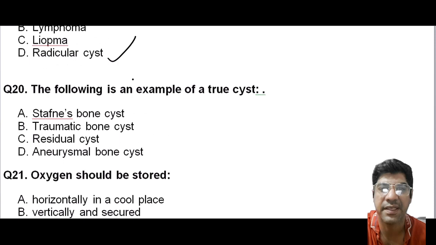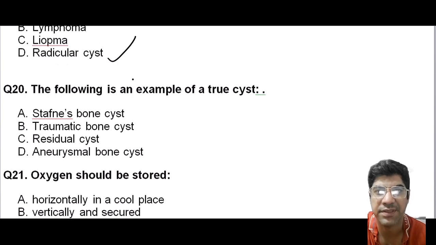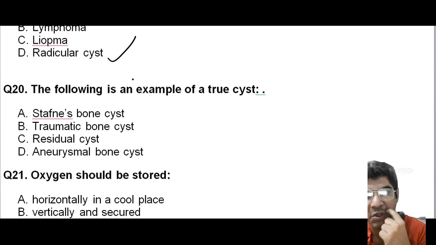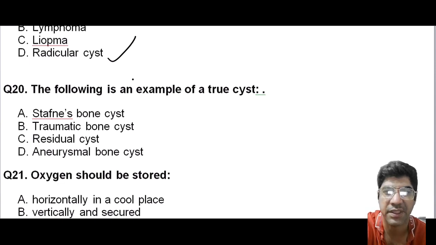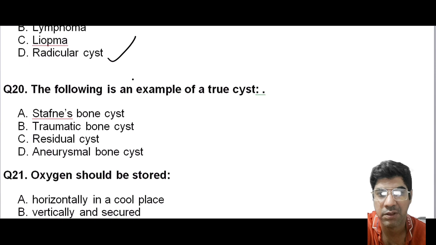Which of the following is an example of a true cyst? The answer is residual cyst. A true cyst is defined as a pathological cavity that is lined by epithelium. The Stafne cyst is not a true cyst, it is a pseudocyst.